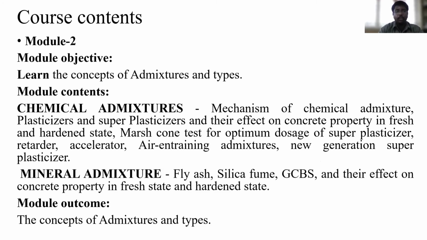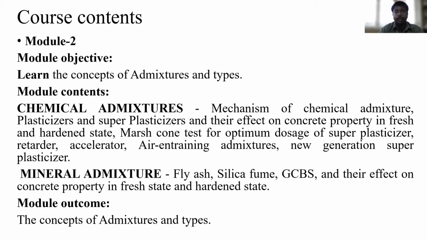Coming to module 2, in module 2, we are going to learn the concept of admixtures and different types of admixtures in detail. As I said earlier, apart from basic ingredients which are used in concrete, we are mainly using admixtures to increase the strength or workability or the characteristics of concrete as per the need. So for that, we are adding admixtures to the basic concrete ingredients. We are studying both chemical admixtures as well as mineral admixtures under module 2.